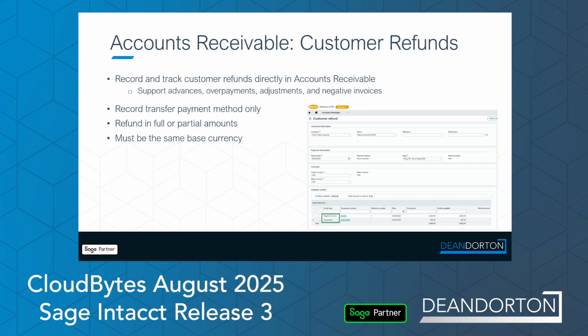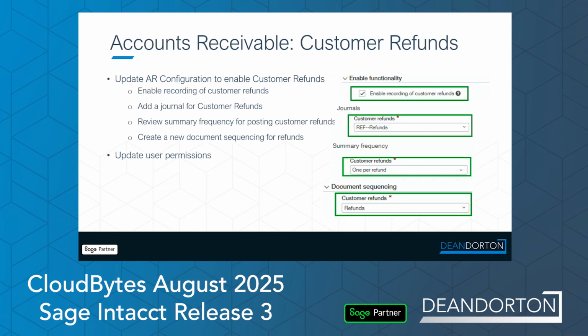So now you're going to be able to record and track customer refunds directly in AR, supporting advances, overpayments, adjustments, and negative invoices. Record transfer payment method only, refund in full or partial, and it does have to be the same base currency. So this is going to give you a way to work through inside of Sage Intacct recording and more efficiently managing customer refunds. You do need to update your AR configuration.